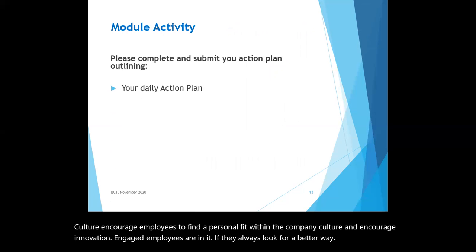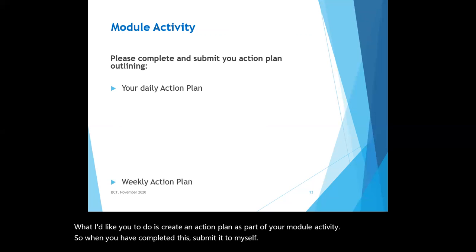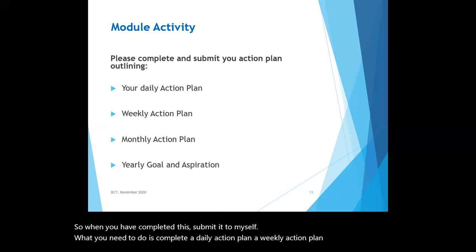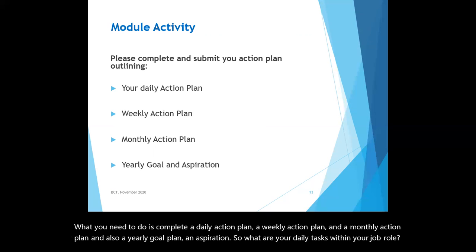What I'd like you to do is create an action plan as part of your module activity. So when you have completed this, submit it to myself. What you need to do is complete a daily action plan, a weekly action plan, and a monthly action plan, and also a yearly goal plan and an aspiration. So what are your daily tasks within your job role? How do you complete these?